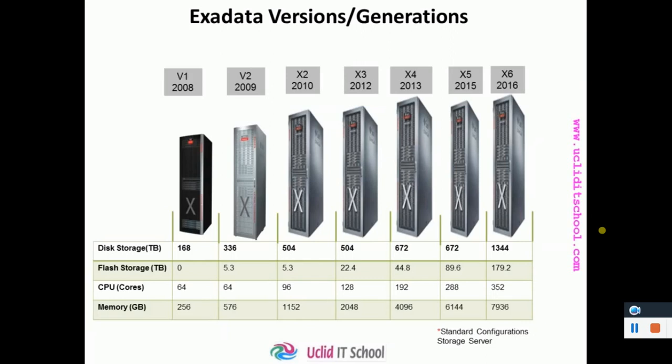Apart from this, what is the change between each version? Suppose if you take V1 and V2, we know V1 has HP hardware, V2 has Sun hardware. Is that the only change? Right? No, there are many other changes. The changes are both in terms of hardware capacity as well as software features. Okay, this slide shows you hardware related changes. Again, different dimensions. For example, disk storage. How the disk storage increased from version to version. Similarly, flash storage. How it changed among all the versions. CPUs. Okay, memory.